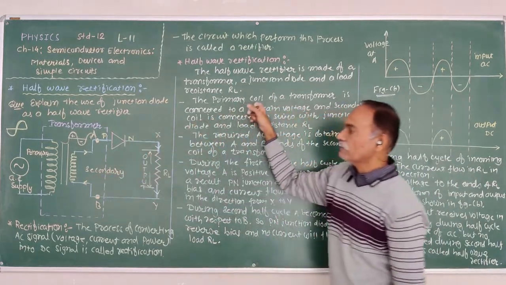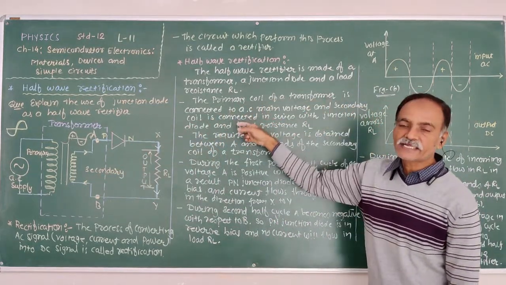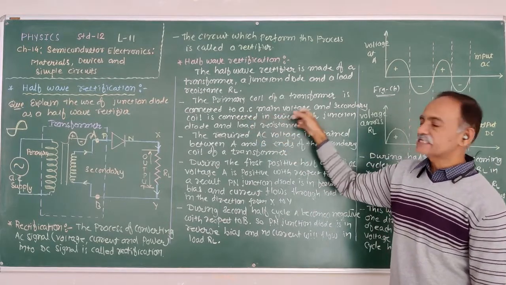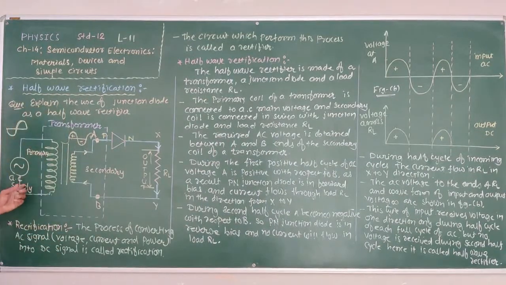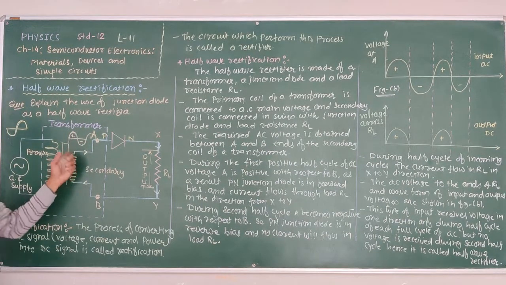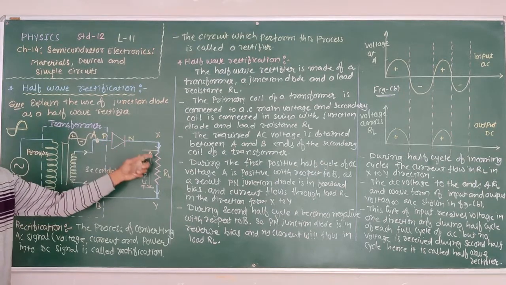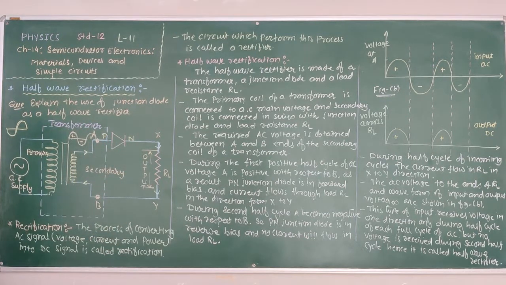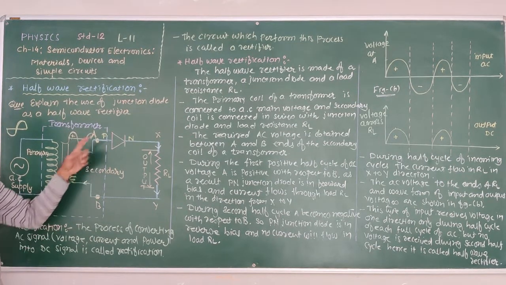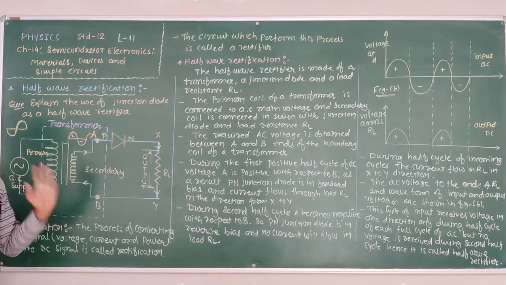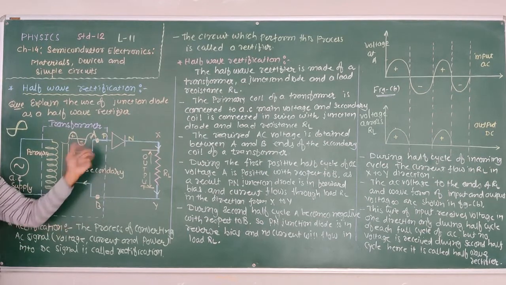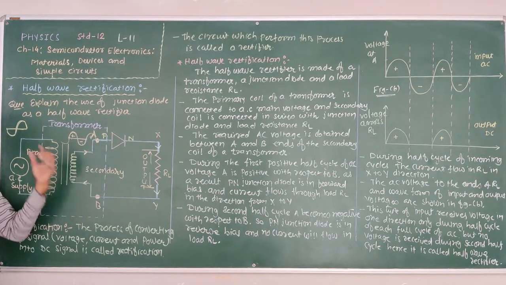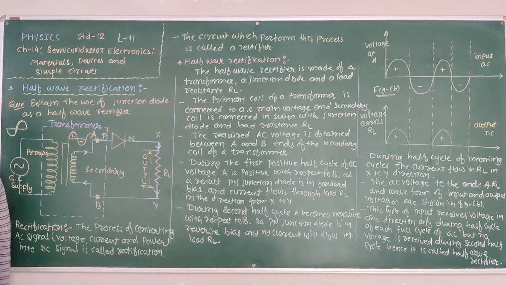Now the connection. The primary coil of a transformer is connected to the AC mains voltage. And the secondary coil is connected in series with the junction diode and load resistance RL. The required AC voltage is obtained between the A and B ends of the secondary coil of the transformer.